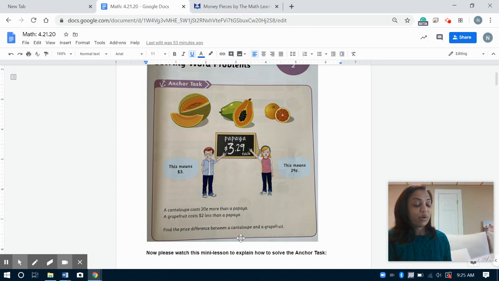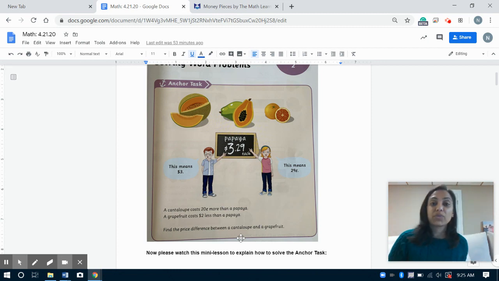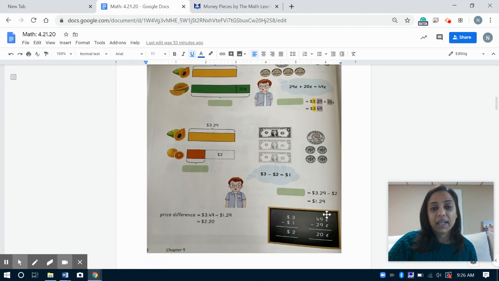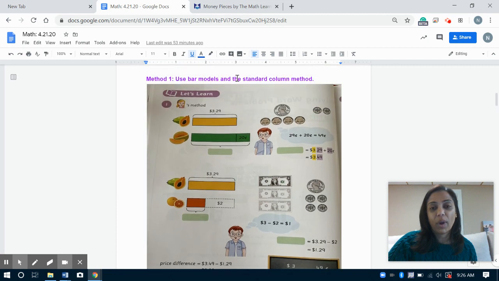Okay, so we use bar models, we use the standard column method. You can take a piece of paper or a notebook and do your calculations on the side. It's really, really important that you practice using these calculations, these strategies, just because we want to make sure that you're getting ready for fourth grade, because that's all going to come in fourth grade. Okay, so this is, again, exactly what I did. And here is just showing you the coins that they're using for the problems.